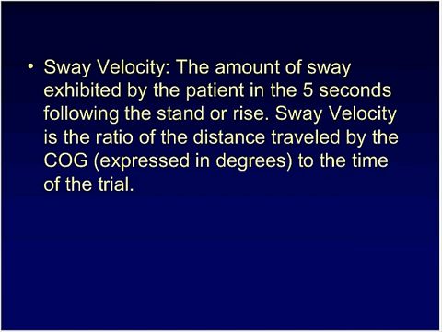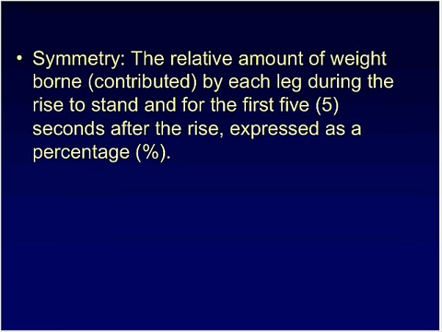In addition, sway velocity is calculated after the person stands. Once the person rises, they would stand for 5 seconds, and sway velocity would be calculated in the same way as for a unilateral stance trial. And again, the greater the patient's sway velocity, the greater the instability. So the higher the sway velocity score, the worse. Decreasing sway velocity scores show improvement or increased stability. And symmetry is the relative amount of weight borne by each leg during the rise to stand and for the first 5 seconds after the rise.